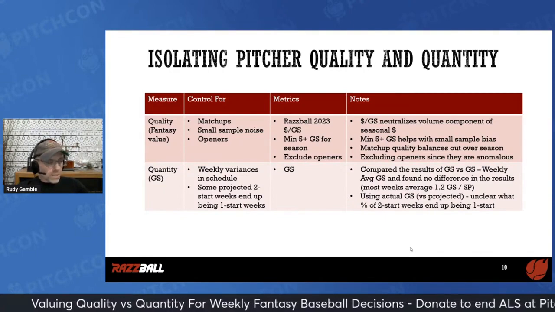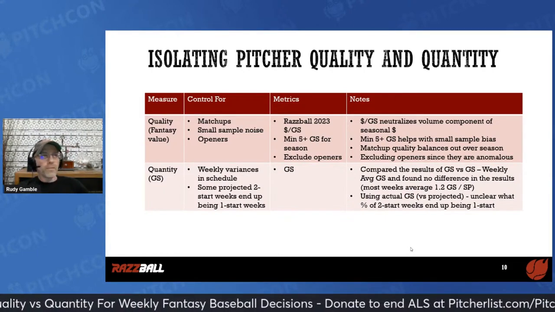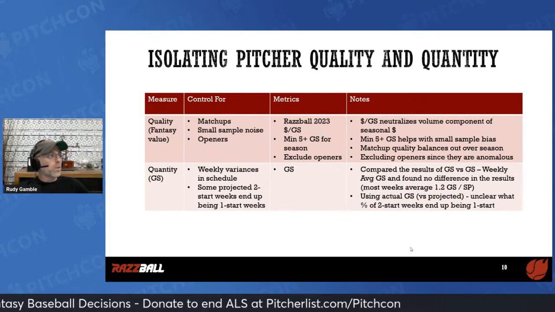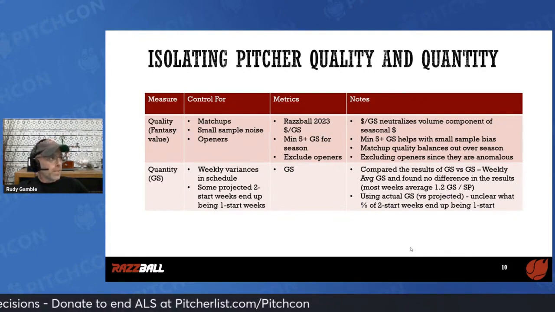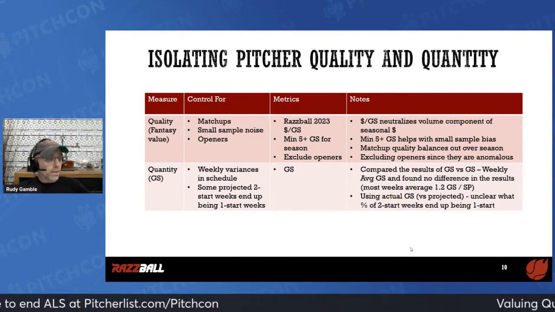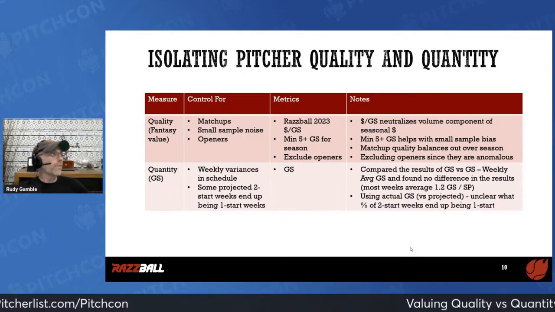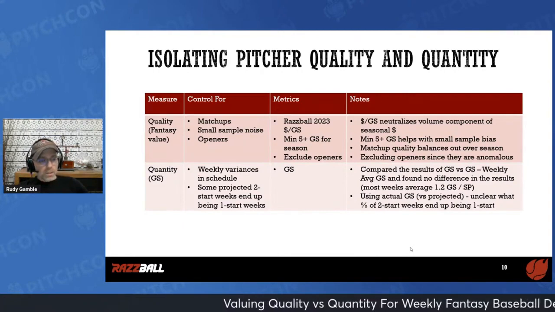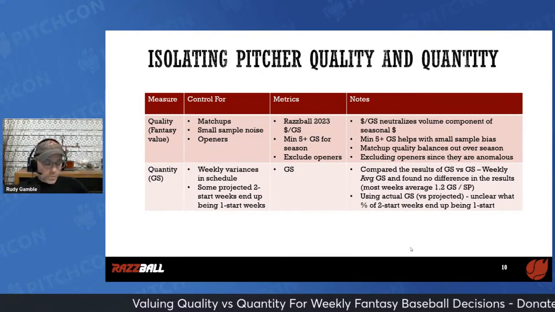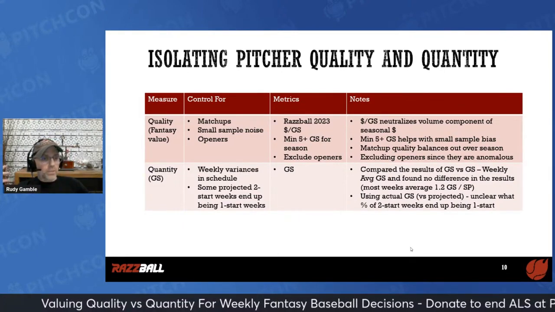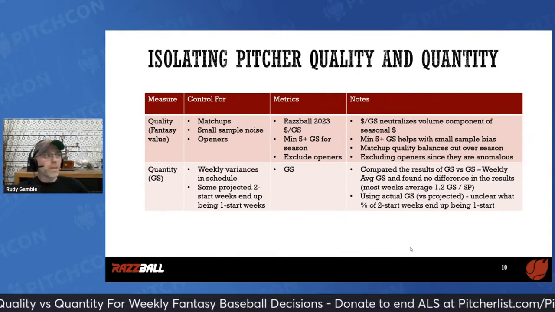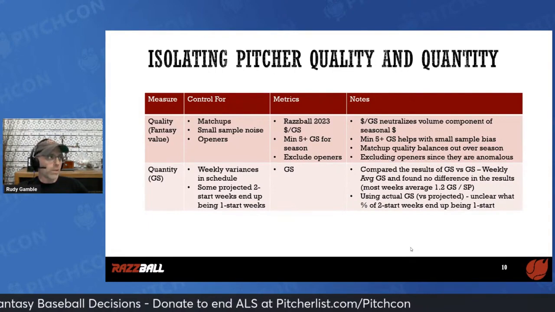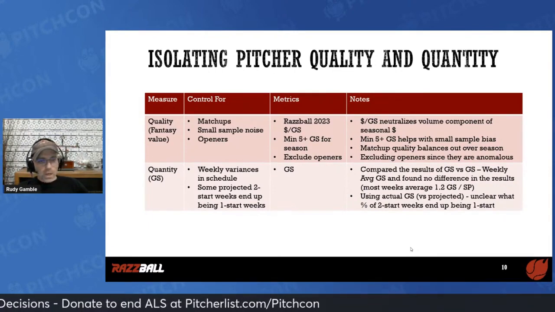On the quantity side, we have weekly variances in schedule. If it was a week where most teams only played 5 games, but this team played 7 and there was a 2-start week, that's more valuable than if there were a lot of 2-start weeks. There's the other case, and we've all probably been there, where a guy's projected for 2 starts, but something happens, a rain out, an injury, and you only get 1 start out of it.